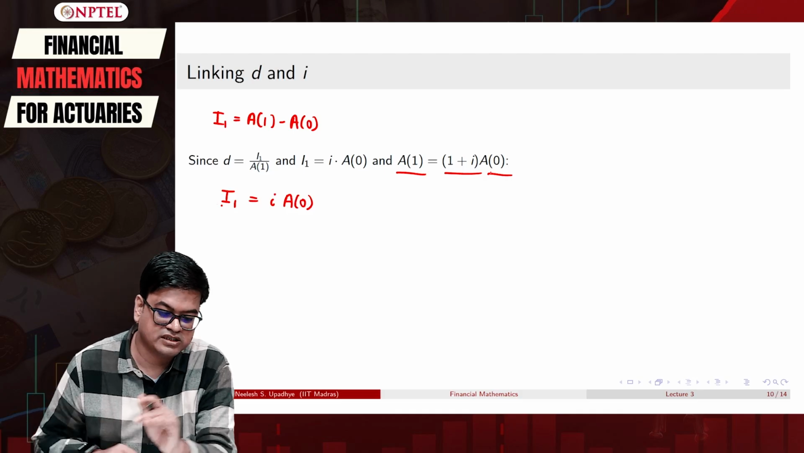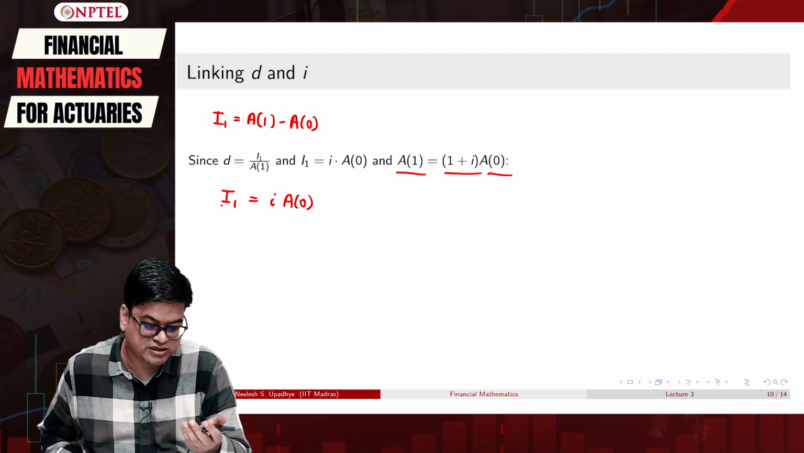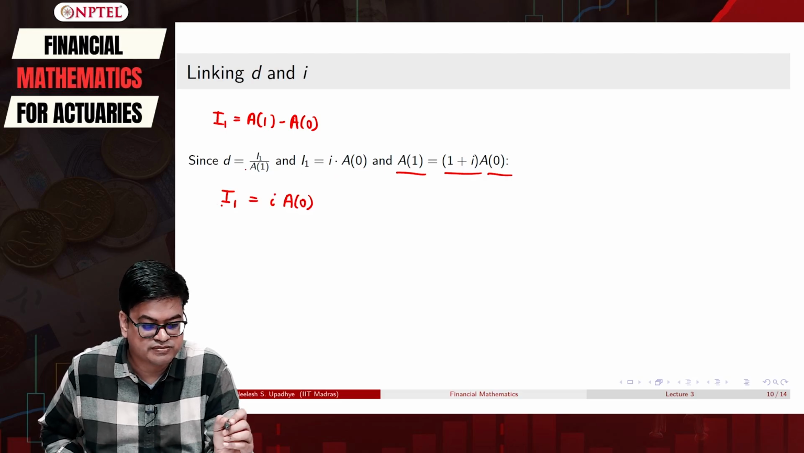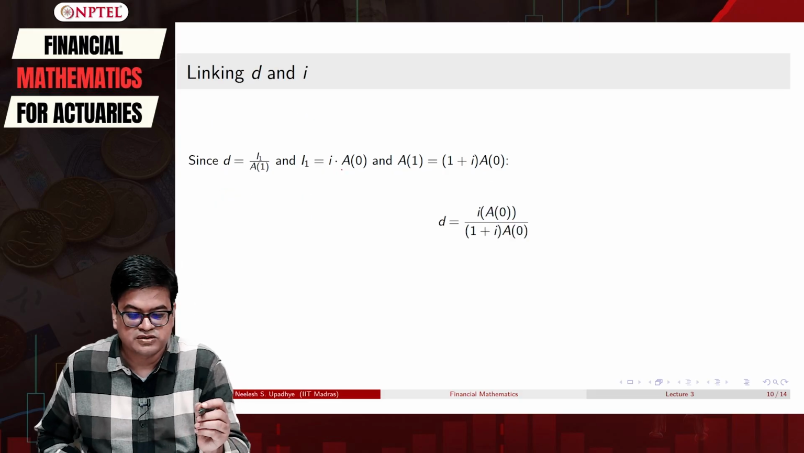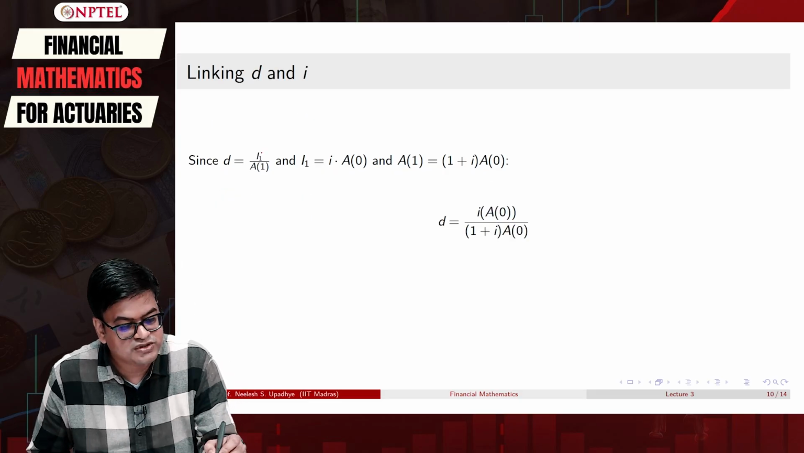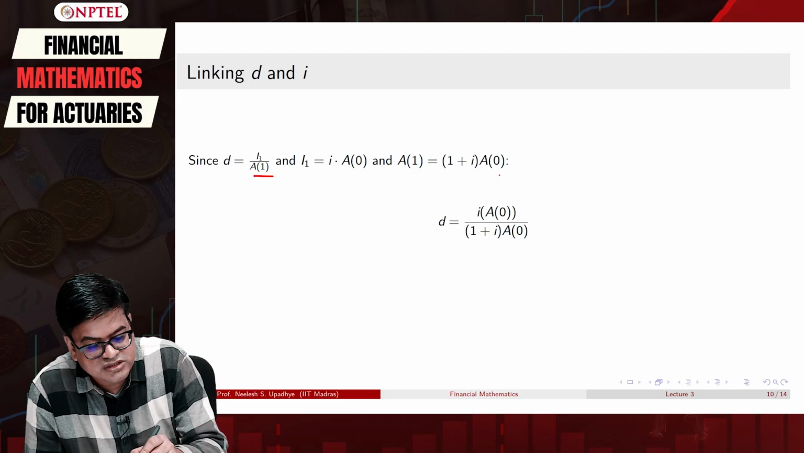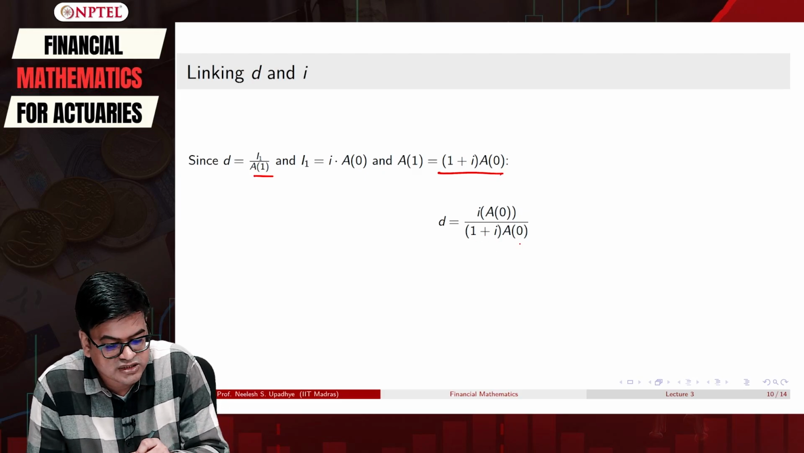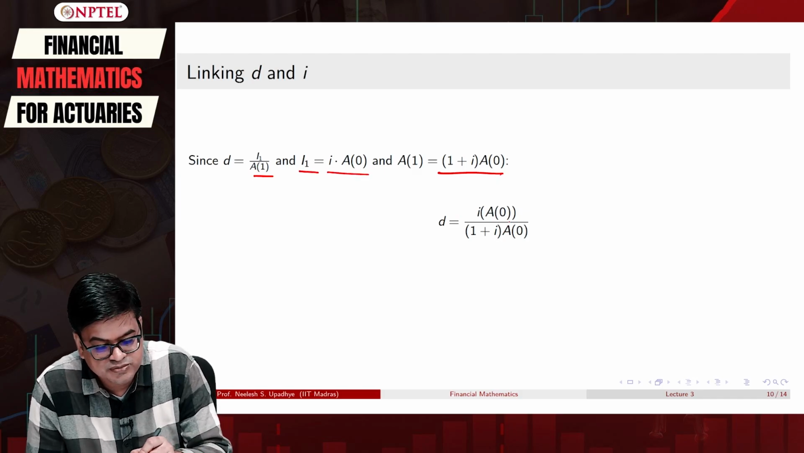So all these things are well known to us from the previous two lectures. Now let us use them to derive the relation between d and i. Okay, so d and i, how are they connected? So first, you just use this I1 by A1 and you use A1 to be this, then you get the denominator, which is 1 plus i times A0, and you use I1 to be i times A0.